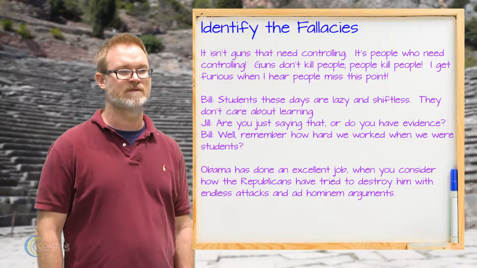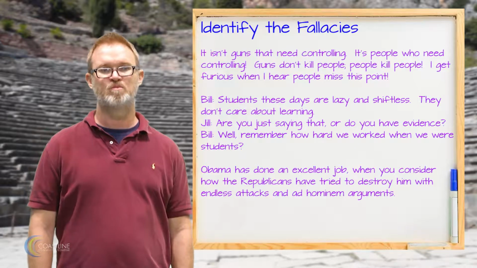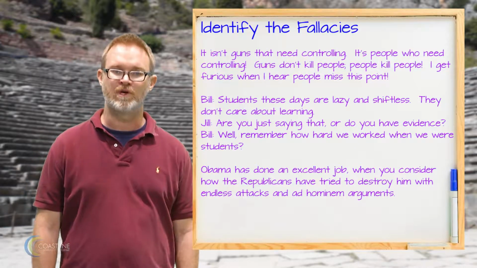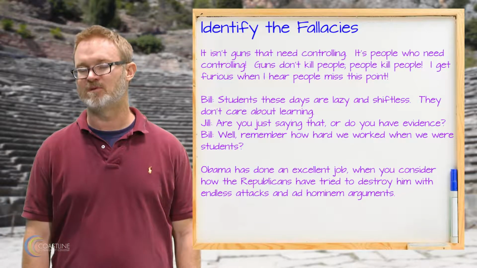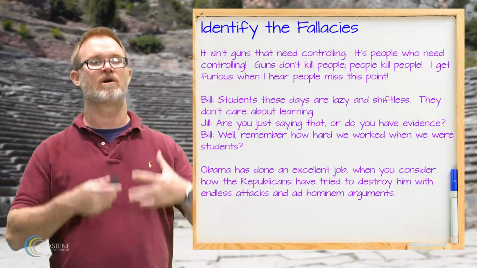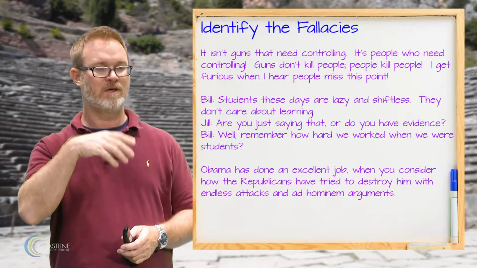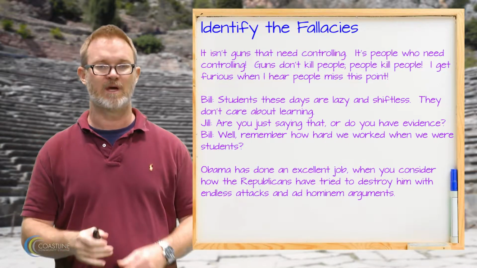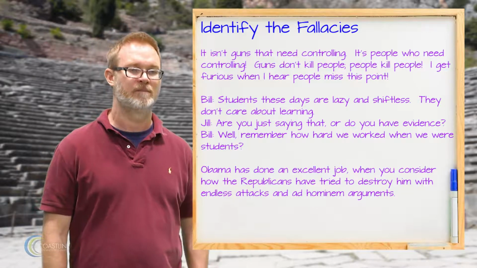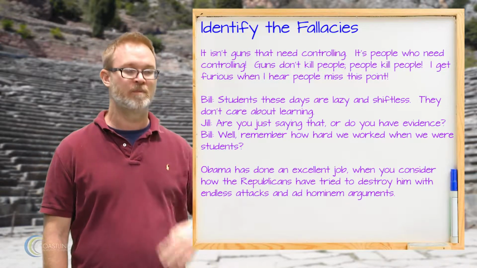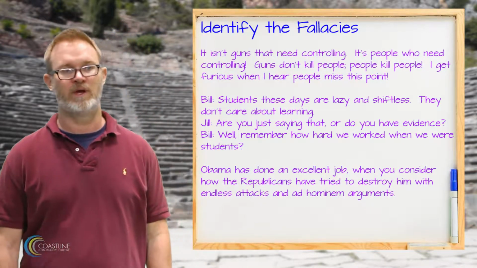The first one says, it isn't guns that need controlling, it's people who need controlling. Guns don't kill people, people kill people. I get furious when I hear people miss this point. Now I think with this one, with all the exclamation points, you have to think about the context in which you get a point like this, but this appeals to anger here, right? So this is what we would call an appeal to anger or an argument from outrage.